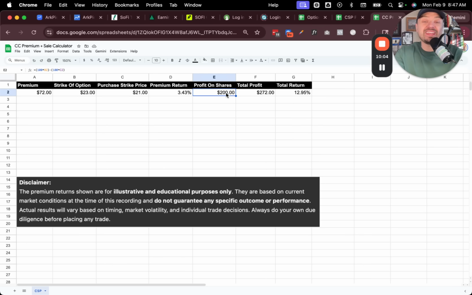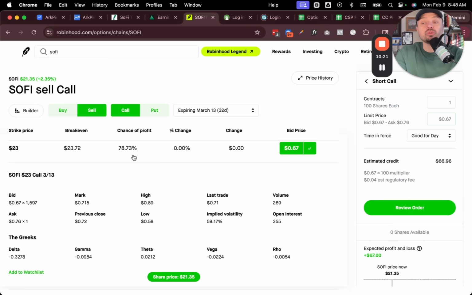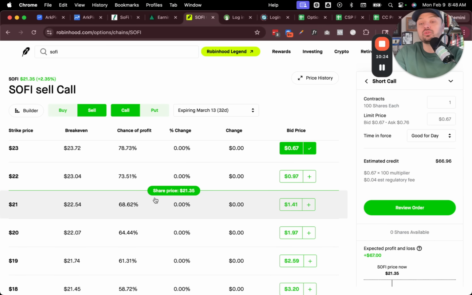My potential profit, if I end up selling my shares, is 200. That's the difference between 21 and 23 for a total profit of 272 on this specific trade when we factor our profit of shares plus our premium. Now, let's talk about the big risks here. Let's say on the 13th, right, SoFi is trading below $23. It's trading at 22, 21, 19, 18, anything below 23. Well, it's not trading at 23, so you're not selling your shares. Fantastic. Your shares are no longer collateralized. They're given back to you to, you guessed it, run the play for the following month, collect some more premium.